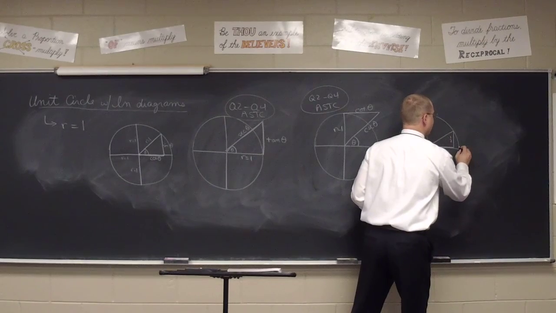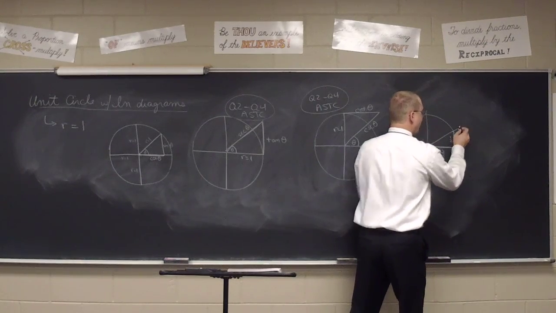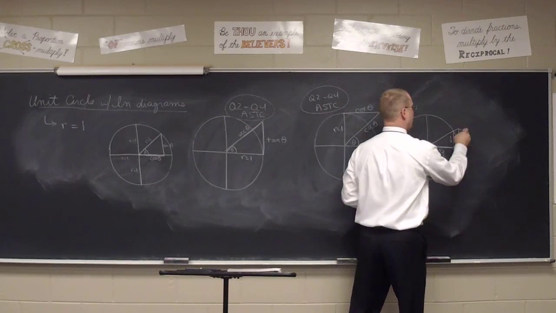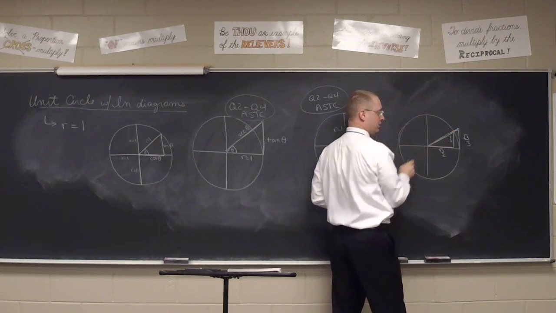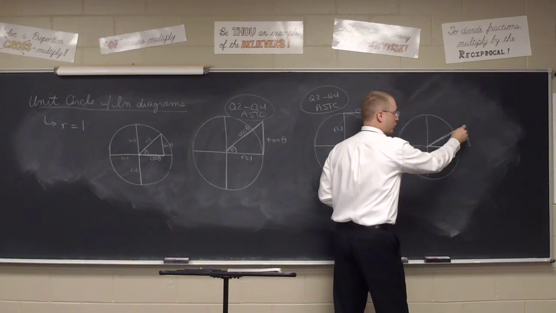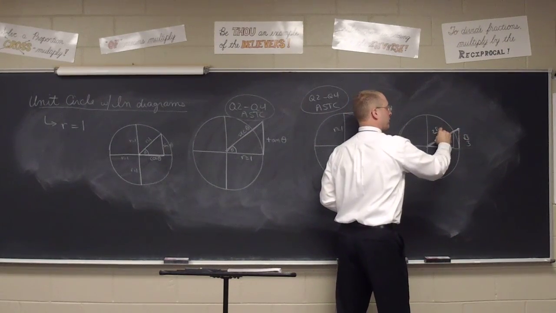If I extend it out just the tiniest bit, how big is the tangent line? It's just a little bigger than a half. Square root of 3 over 3. How big is the secant line? Double it, right? This is short, so double it. 2 square root of 3 over 3 is the secant.